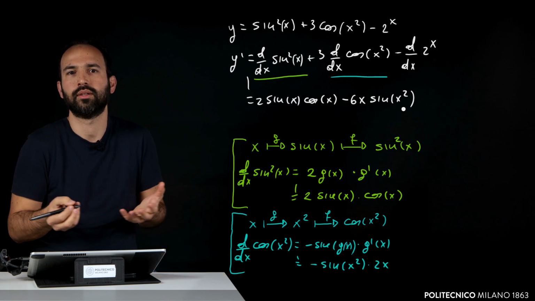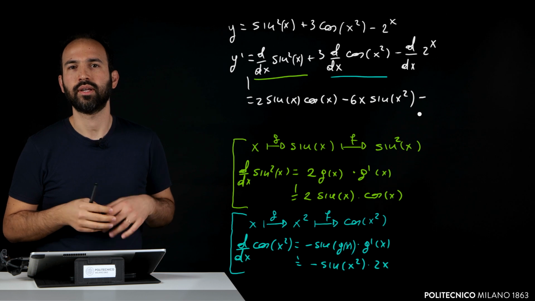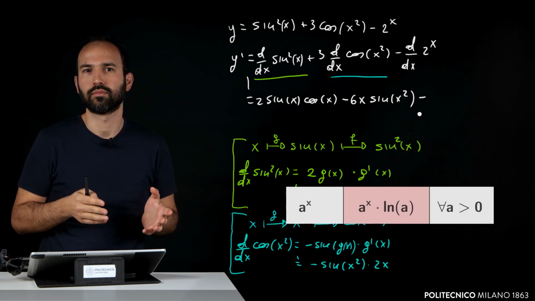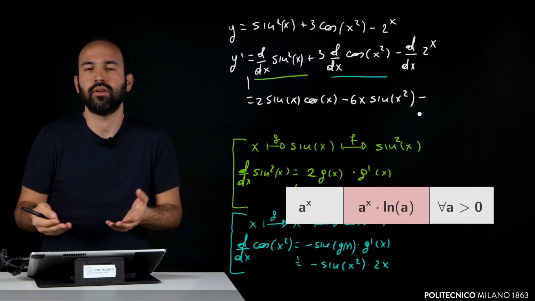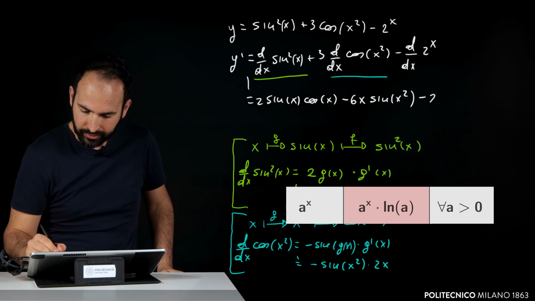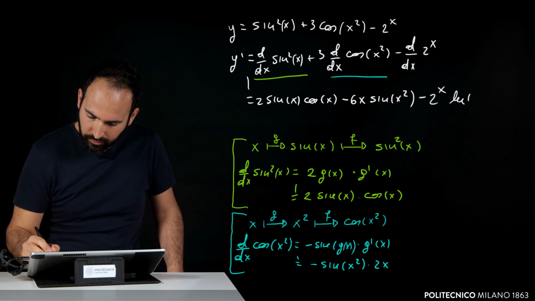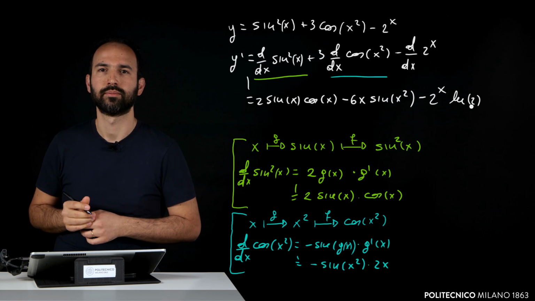Finally, we need the derivative of the last function. This is an elementary function, and we can find its derivative in the table. It is, in fact, an exponential with base 2. So its derivative is 2 to the x times natural logarithm of 2. And this is our result.